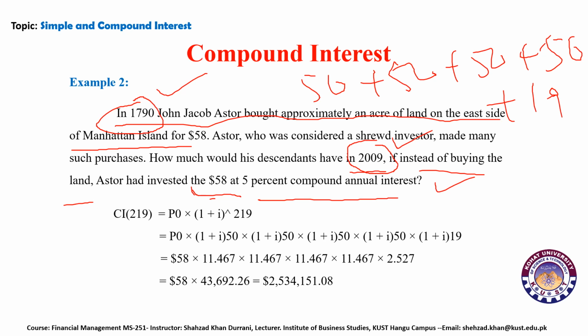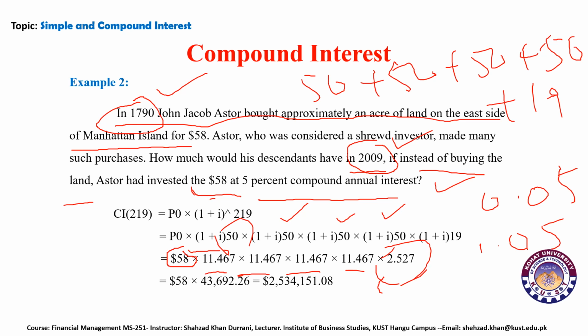So the principal amount here is the $58, which is given. 1 plus I, how much is the I? The interest rate, which is 5%, so it means 0.05. So 5% actually means 0.05. If you add it with 1 here, it will be 1.05. If you take its power with the 50, you will get 11.467. Then again 11.467, 11.467, 11.467 here, here, and here. And then for the 19, 1.05 raised to the power 19, and you will get the value of 2.527. So $58, multiply all of them, and ultimately you will get this amount.